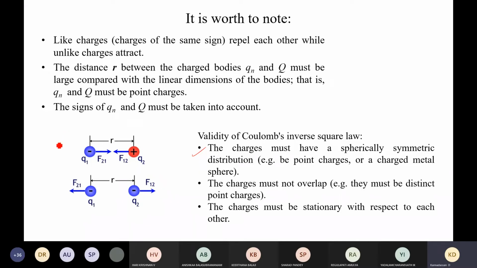Another important thing is that two charges should not overlap each other. That means R should not be equal to 0. Otherwise, it looks like the force is infinite, and that is not at all possible. Because between the two charges, another type of force will come, which we can study later on, which is very important. Then, of course, the charges are supposed to be stationary with respect to each other. These are the things we have to keep in mind while considering Coulomb's law.